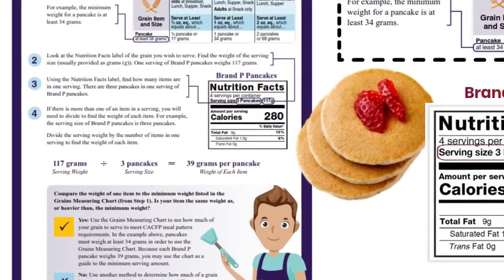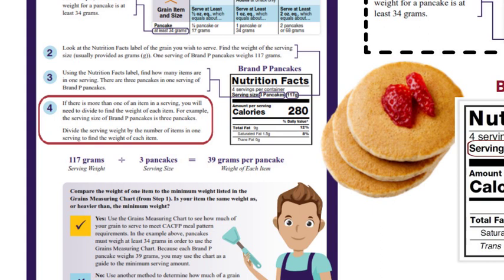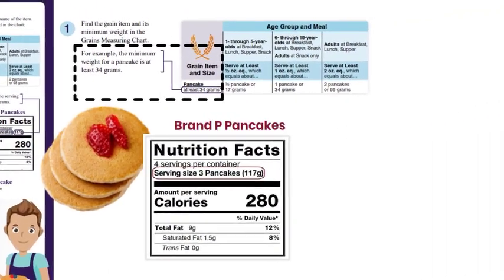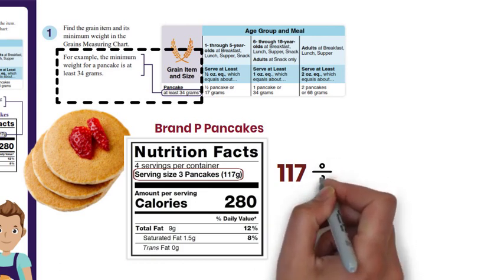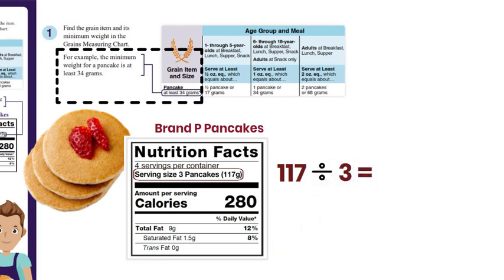On page 4, step 4 tells us that if we have greater than 1 item in a serving, you will need to divide to find out how much 1 item weighs. Because 1 serving of brand P pancakes has 3 pancakes, we know we will need to divide to find out the weight of 1 pancake. We know from step 3 that 1 serving weighs 117 grams. We also know that there are 3 pancakes in 1 serving, so we divide 117 by 3 to find the weight of 1 pancake. Upon completion, we conclude that 1 brand P pancake weighs 39 grams.